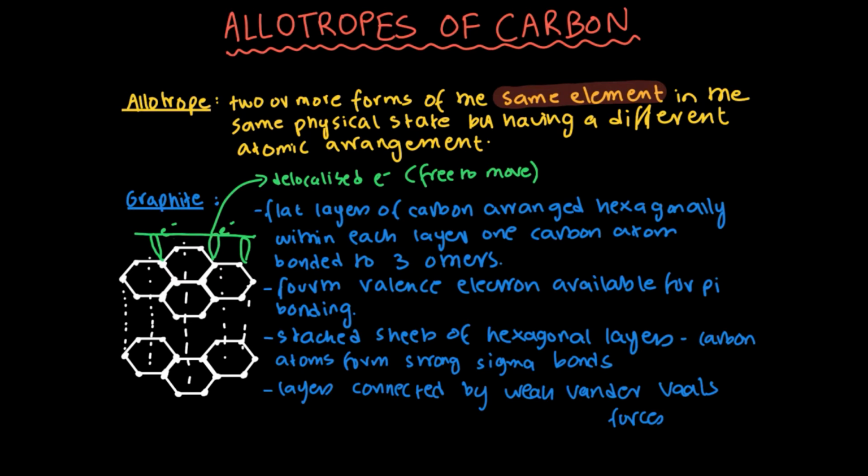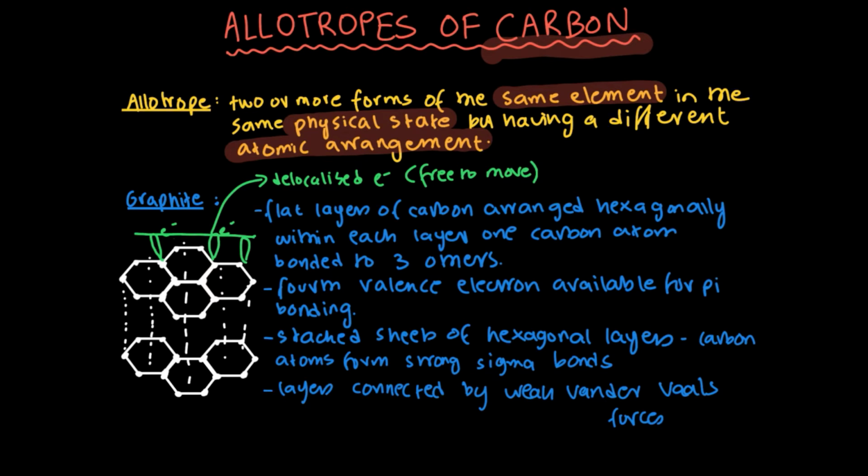So for carbon, in each allotrope, the main element is going to be carbon, in the same physical state. If one allotrope is in gaseous state, the other one also has to be in gaseous state, but having a different atomic arrangement. So the element is the same, the physical state is the same, but the arrangement of the atoms is different. The first example that we're going to be talking about for allotropes of carbon is graphite.